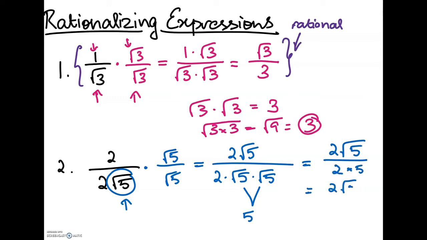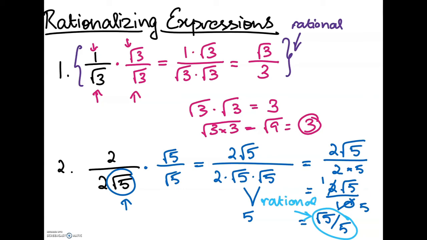That simplifies to 2 square root of 5 over 10, and then you can cancel out 2 from 2 and 10 on the numerator and denominator. So your final answer will be the square root of 5 over 5. So this is your final answer and your more rationalized form of 2 over 2 square root of 5.